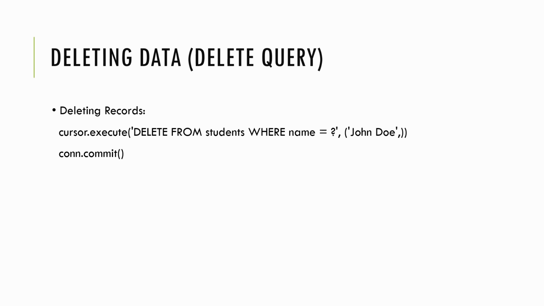If you need to delete records from the database, you can use the delete query. Here we are deleting a record where the name is John Doe. After deleting, commit the changes to ensure they are saved to the database.